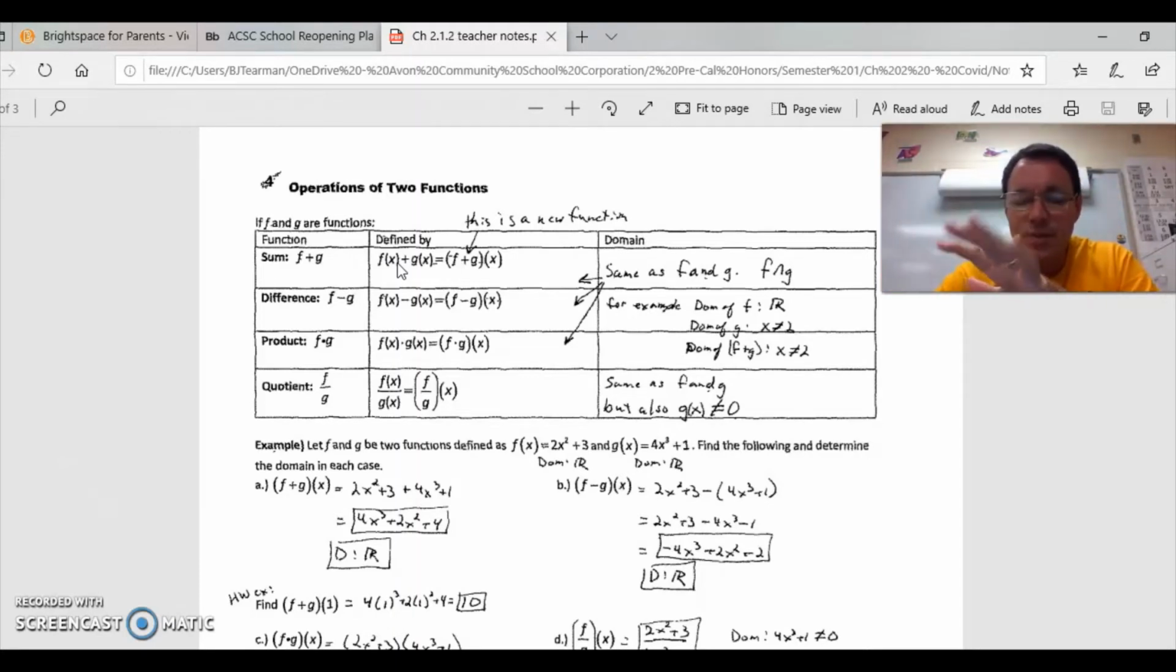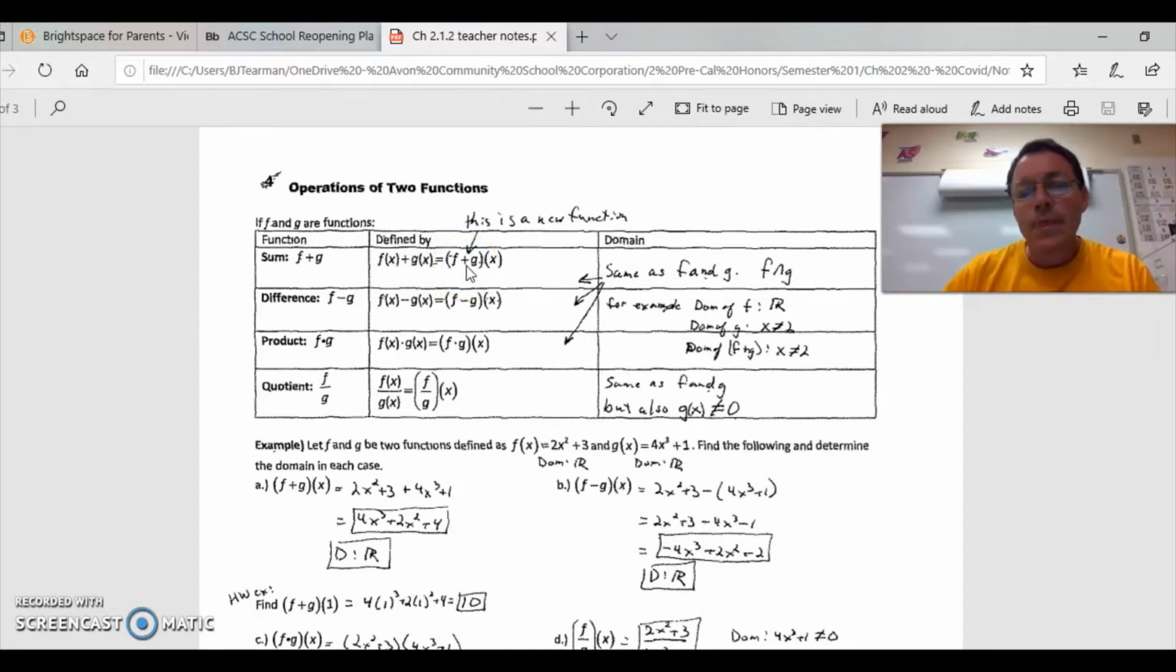Okay, there's 5 different things you can do with functions. You can add them together, you can subtract them from each other, you can multiply, and you can divide. There's a 5th that we'll talk about on the 2nd page, but these are the main things that you can do with 2 functions. Now, these 2 functions, when you add them together, you're going to create a new function. So if I take f of x and g of x and add them together, I'm going to get a new function that's called f plus g of x. Okay, so that's what you're doing. You're creating a new function.